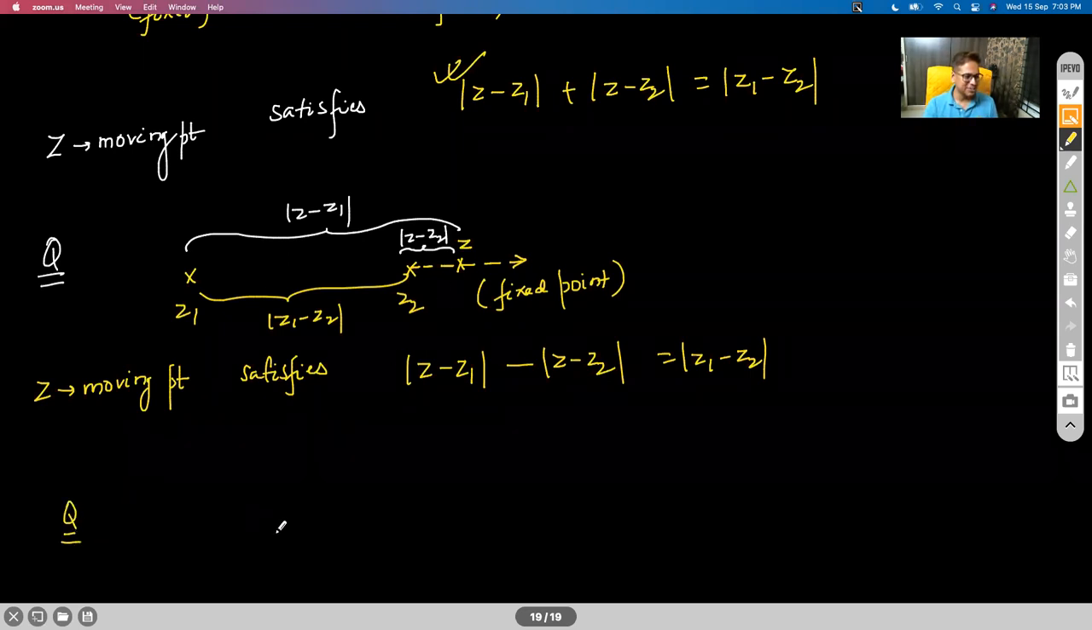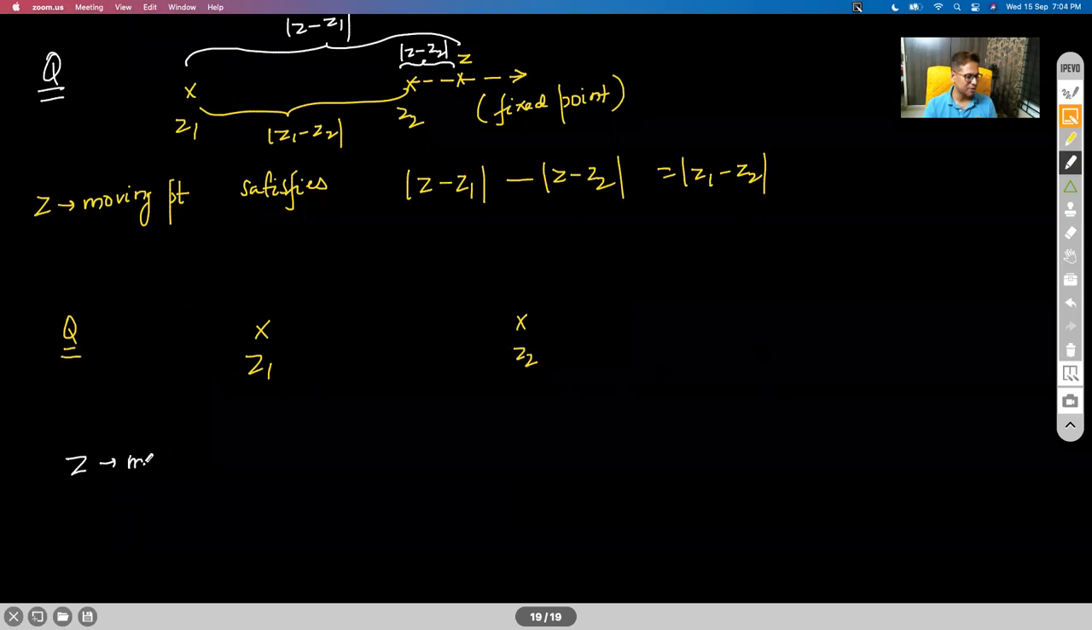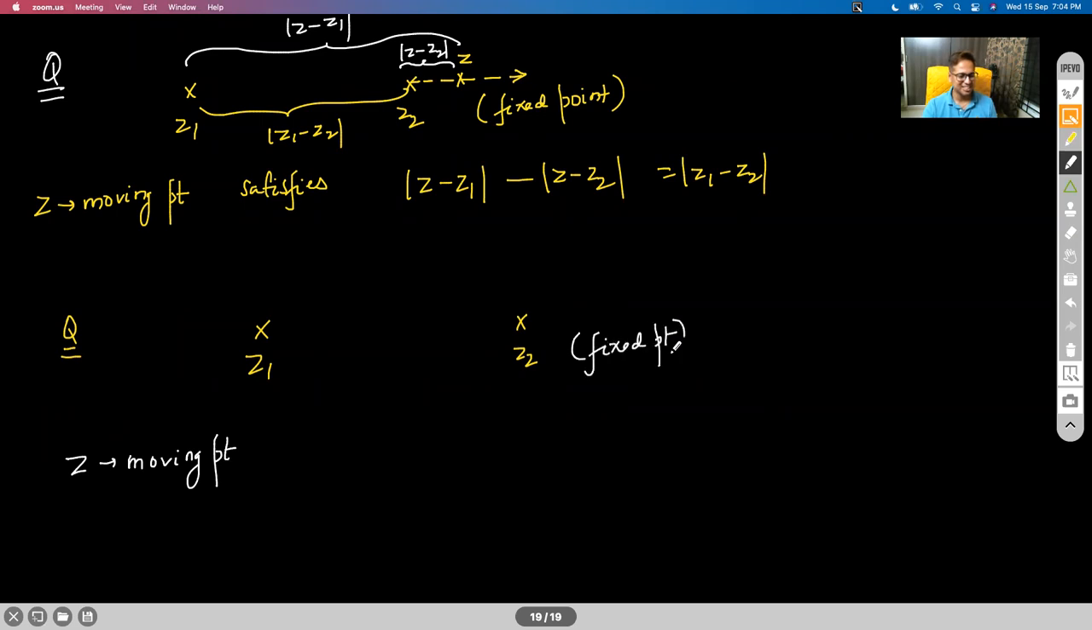Now the very same scenario, if I switch it like this, now complete the diagram. Z is a moving point, and these two are fixed points. So draw the diagram for this scenario. Tell me. This time it will be? Absolutely. So line connecting Z1, Z2 and towards the other side.